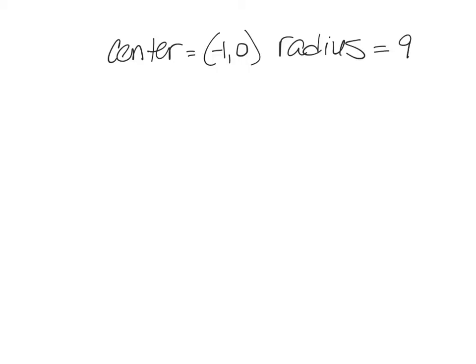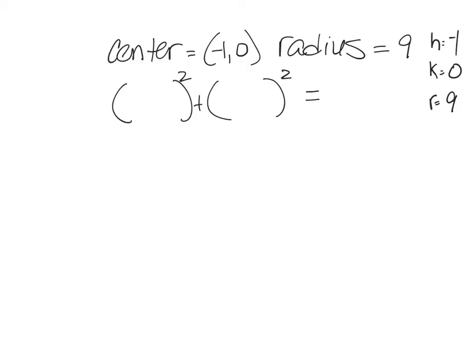So now what is your h, your k, and your r? Perfect. Your r is 9. K is 0 and our h is negative 1? That's right. H is negative 1, the first part of the vertex. K is 0, and r is 9. So the formula is x minus h squared plus y minus k squared equals r squared.